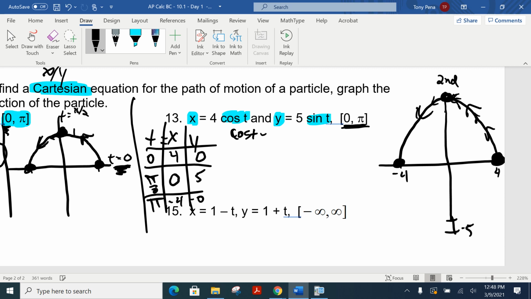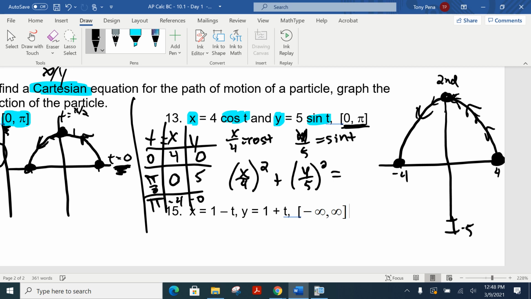Then the equation for this: x over 4 is the cosine of t for this one. Y over 5 is equal to sine of t. And then we know cosine squared plus sine squared equals 1. So our equation in this case would be x over 4 squared plus y over 5 squared is equal to 1.